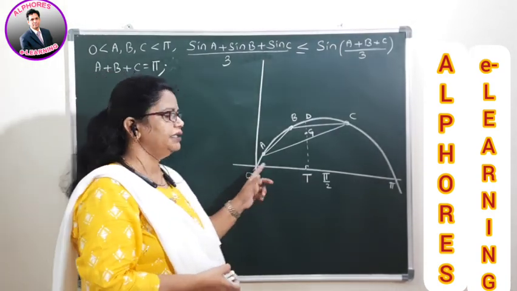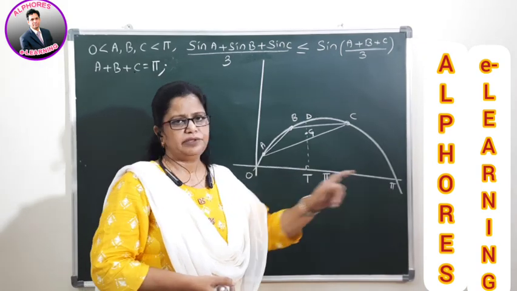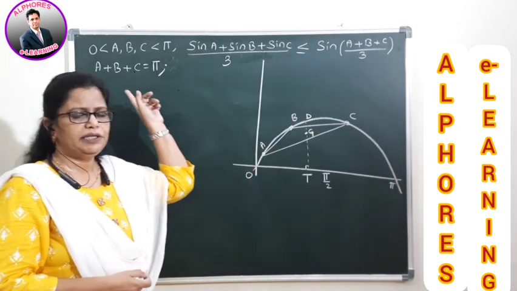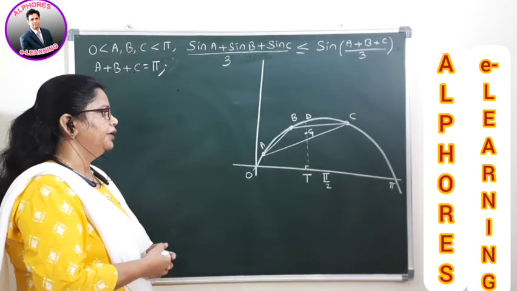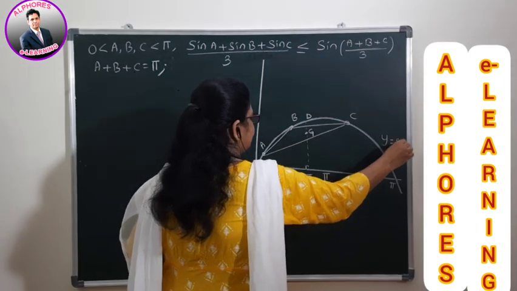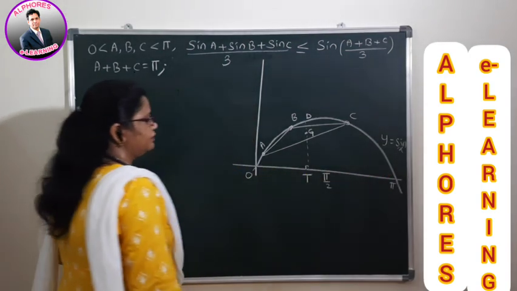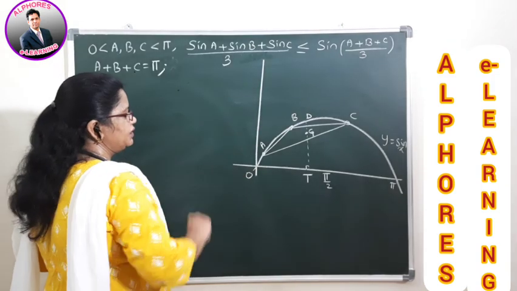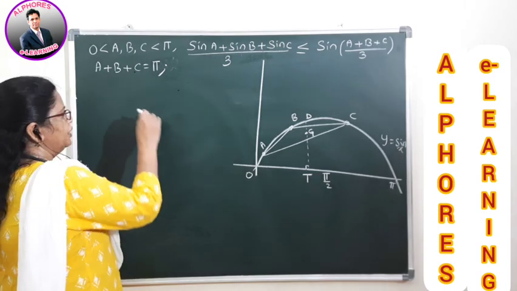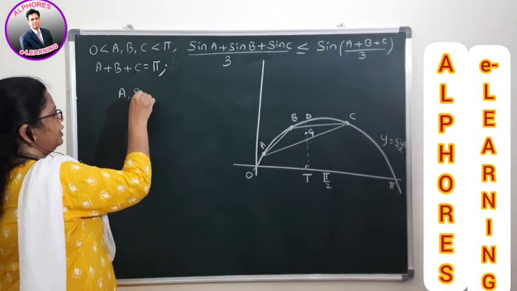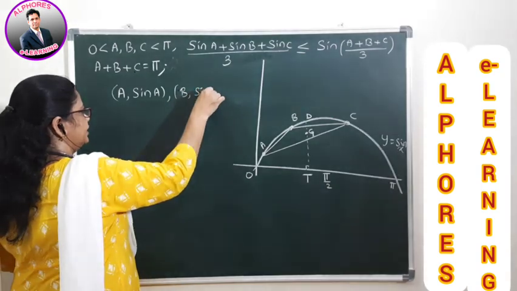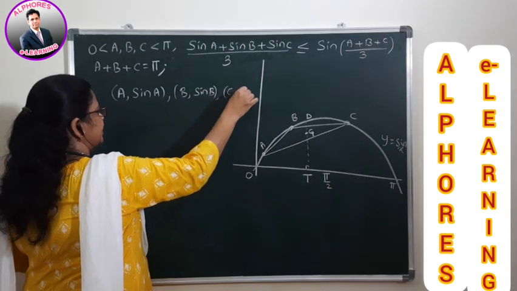Let's have a glance at the diagram. This is the sine curve, students, and I am taking the sine curve only from 0 to π, because the range here they gave is from 0 to π. This is actually the sine curve, y = sin x. So what is our point capital A? It is nothing but (A, sin A). The next point we have taken is (B, sin B). The other one is (C, sin C), right?